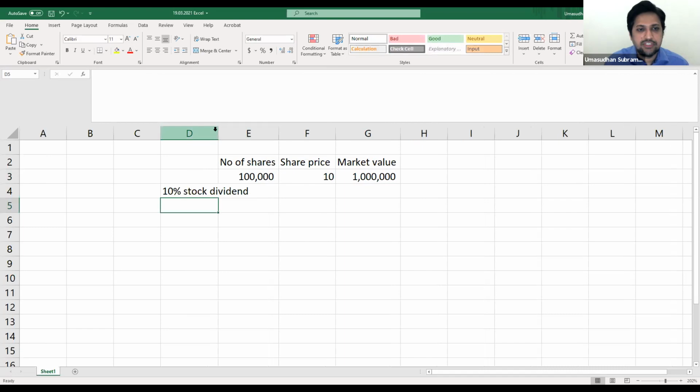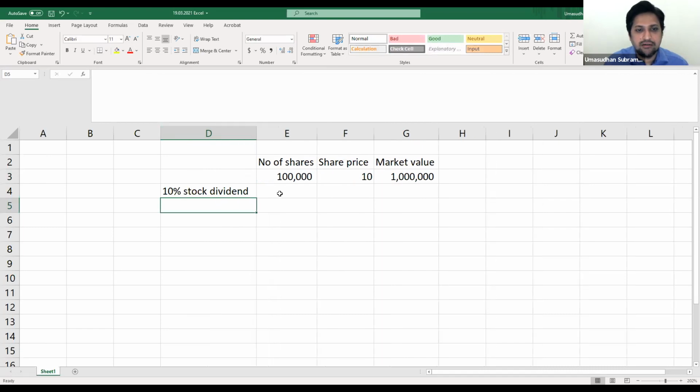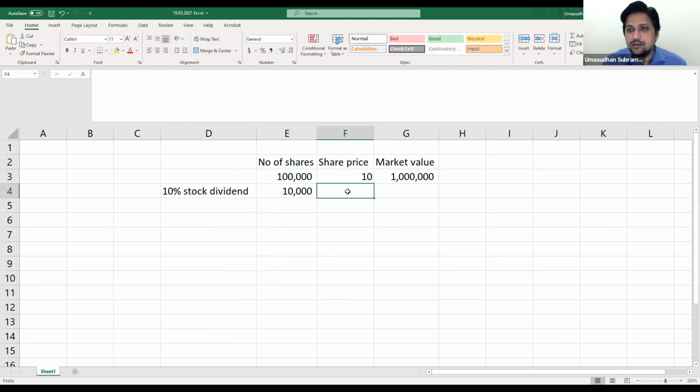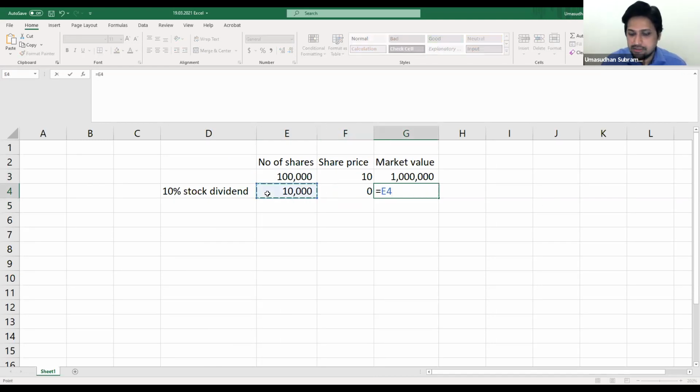So there's a 10% stock dividend coming here, which is going to be 100,000 times 10%. So that's going to be 10,000 shares. What's going to happen is that the company is not going to charge any money for this, because these are free shares issued to the shareholder. So the share price is 0, and the market value of the new shares is 10,000 times 0, which is 0.